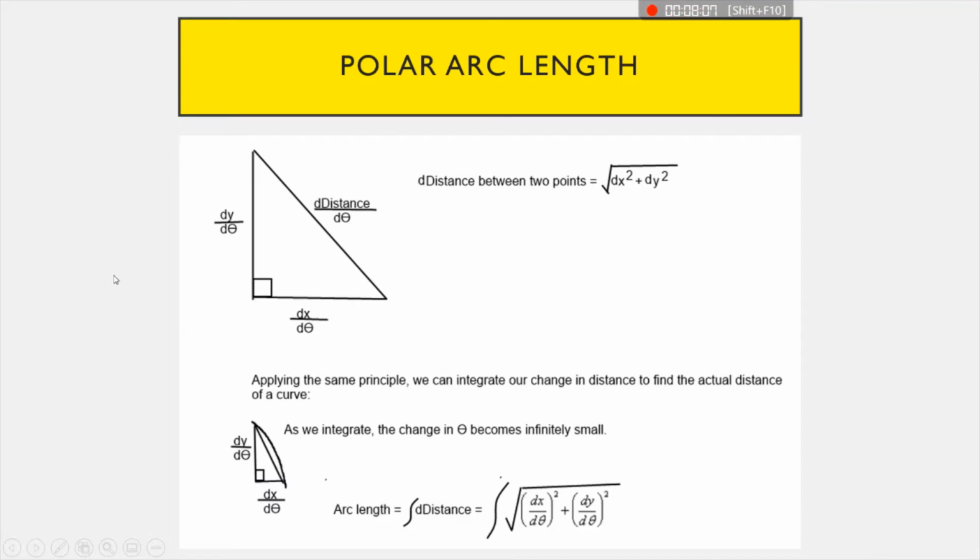Polar arc length. The idea here is the same as our distance formula, so Pythagorean's theorem. If I had some sort of a change in y and a change in x, if I wanted to solve for the change in distance, we could use Pythagorean's theorem, which ends up being our distance formula, but we can use the same principle to figure out the actual distance of a curve in polar form. So I've got some sort of a change in x over theta and a change in y over theta, so my whole equation is arc length. It would be the change in length.